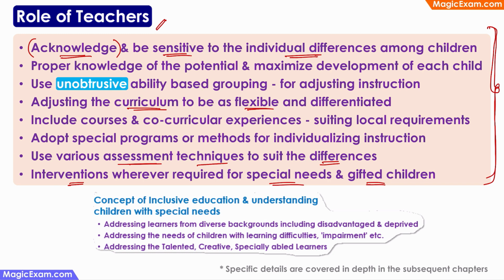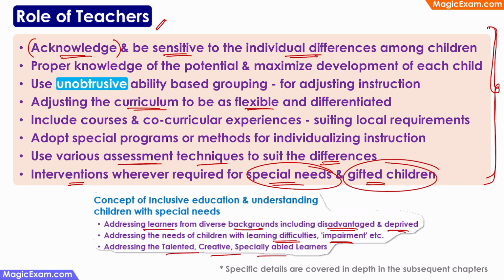The main reason why I'm not going too much in detail into all these points is because if you look at the topics in the syllabus, there are other chapters where we will be covering all of these in detail. There are chapters where we will be learning about addressing learners from diverse backgrounds, including disadvantaged and deprived, and we'll also be looking at addressing the needs of children with learning difficulties or impairments, that is children with special needs. And we will also be looking at addressing talented, creative or specially abled learners who are gifted children. Therefore, we will cover all of these in detail in some of the next chapters.